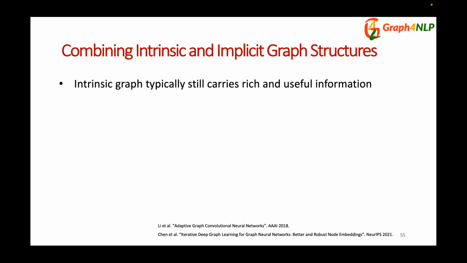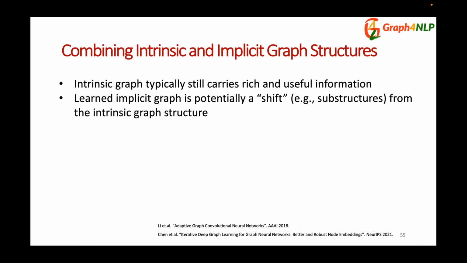Now let's talk about how we can combine intrinsic and implicit graph structures and why we want to do that in some scenarios. We know that the intrinsic graph typically still carries rich and useful information regarding the optimal graph structure for the downstream task. Some recent works propose to combine the learned implicit graph structure with the intrinsic graph structure, based on the assumption that the learned implicit graph could be regarded as a potential shift from the intrinsic graph structure, which is supplementary to it.